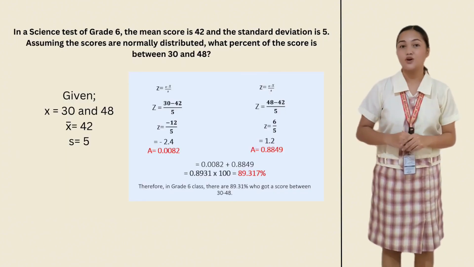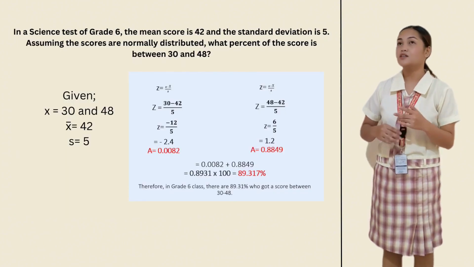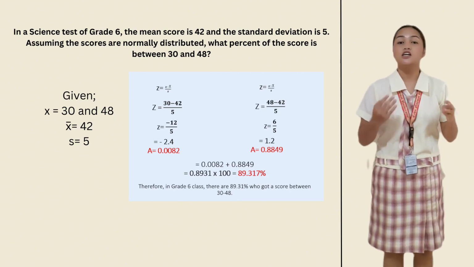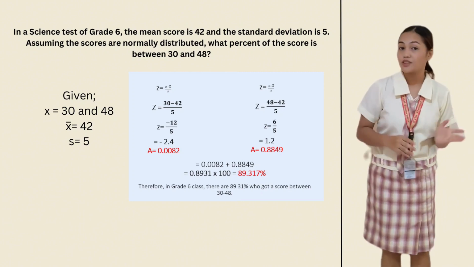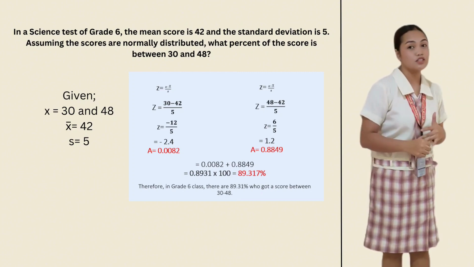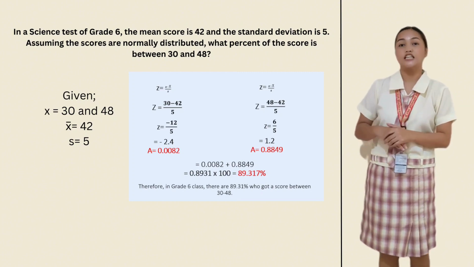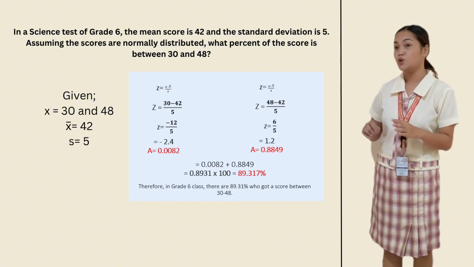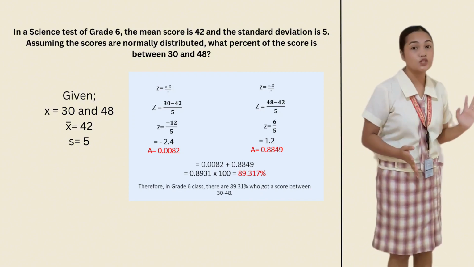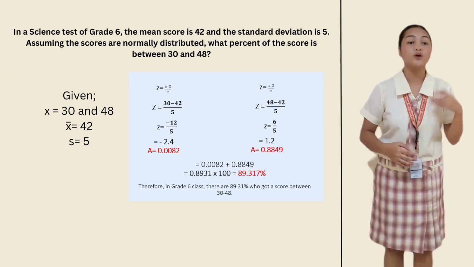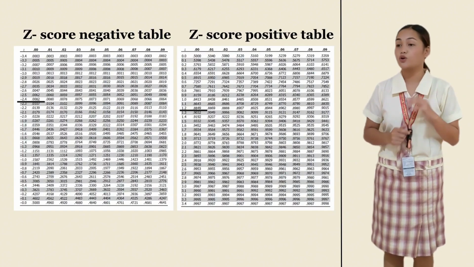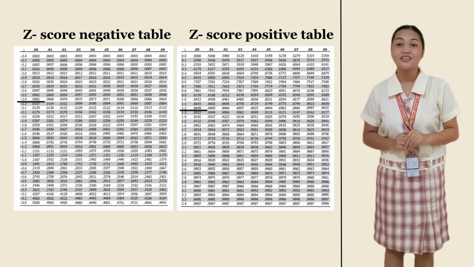And next, we'll solve the standardized random variable of 48. Again, we will just substitute. So 48 minus 42, which is the mean, is 6, divided by 5, and it gives us the answer of 1.2. Since 1.2 is positive, we look for the positive table, and the equivalent of z-score 1.2 is 0.8849.